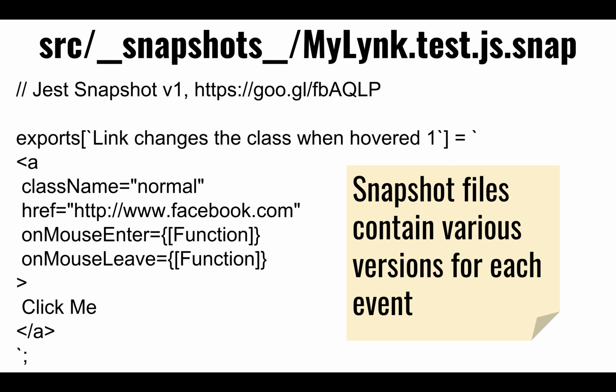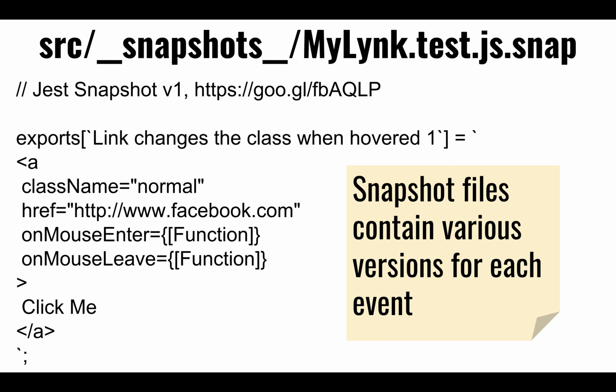It'll render my link like this, and says, okay, well, there it is. Notice that it puts a number at the end over here, so that it knows which version of the DOM belongs to which test. And it renders like this.